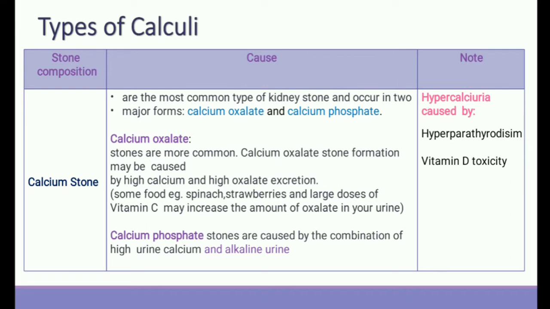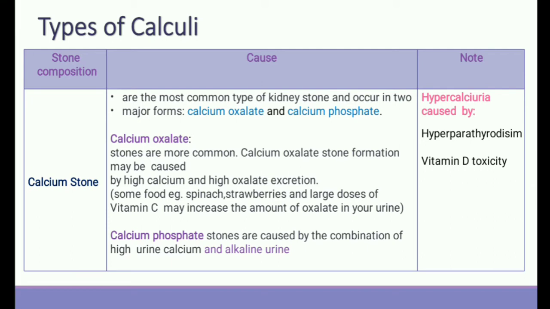Oxalate increases because of GI disorders. Normally, calcium and oxalate bind together in the gut, and oxalate is excreted in stool. In GI disorder, this calcium binds with the digestive fats and leaves oxalate free, so urine has high oxalate. Some foods like spinach and strawberries, and large loss of vitamin C, may also increase the amount of oxalate in urine.